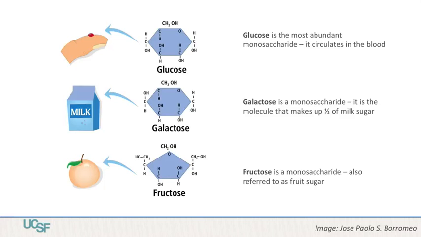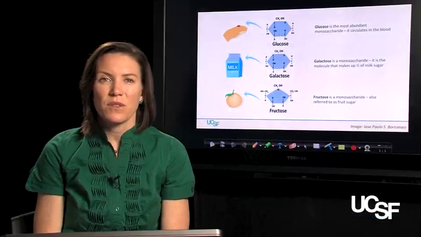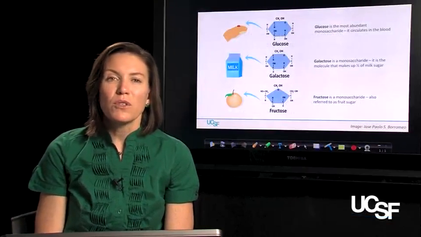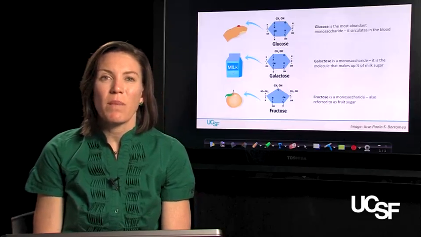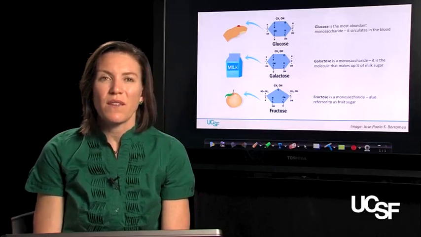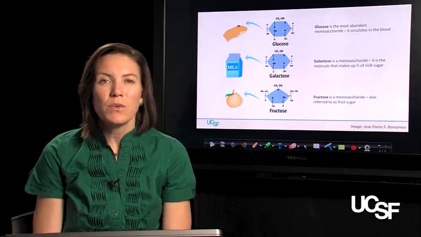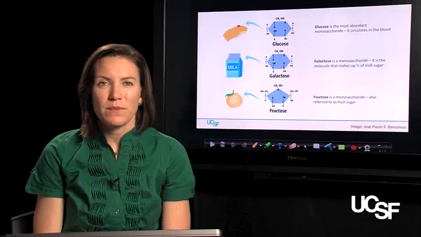Galactose is a monosaccharide that doesn't occur freely in nature that often, but it does make up 1/2 of the molecule called milk sugar. Lastly, we have fructose. Fructose is a monosaccharide, and we also refer to that as fruit sugar. So you can think F for fructose, F for fruit sugar. Fructose is made up of half sugar in honey and high fructose corn syrup, and it's used to sweeten many beverages and foods.